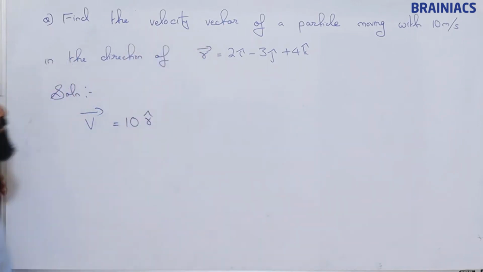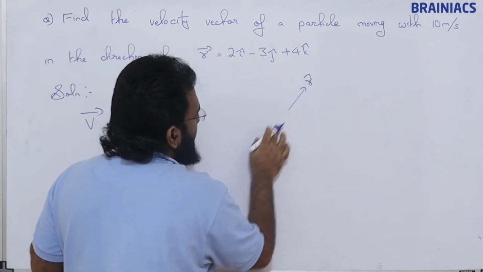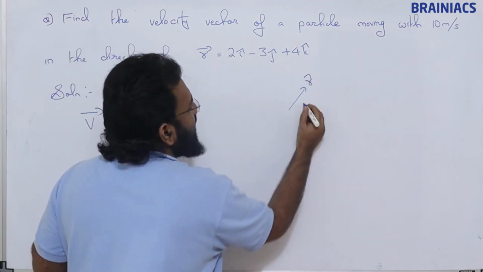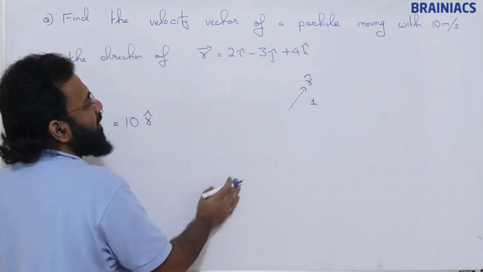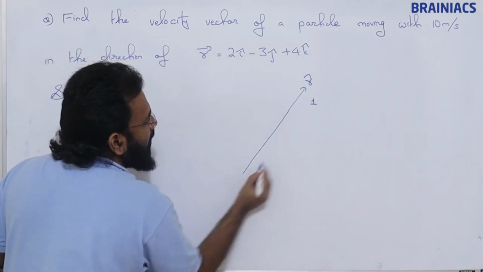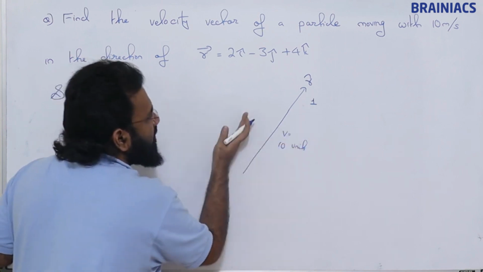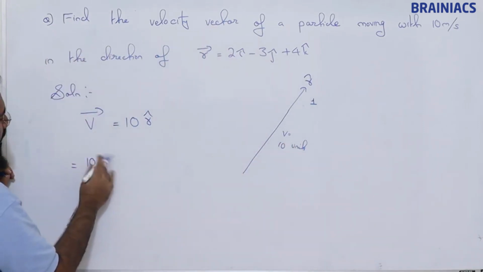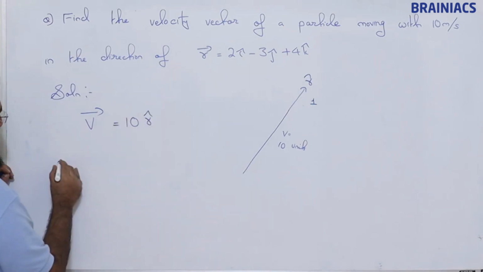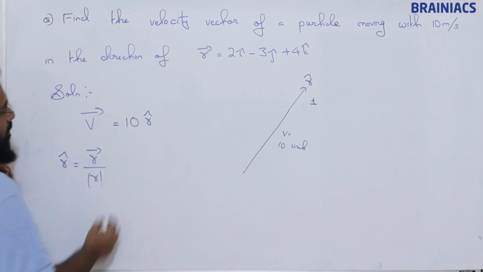So this is how. If this is the unit vector R, its magnitude is 1. What we need is velocity in this direction. This is going to be 10 units of velocity in the R direction. So we will find 10 into the unit vector of this one. So what is the unit vector of R? Vector R divided by its magnitude.